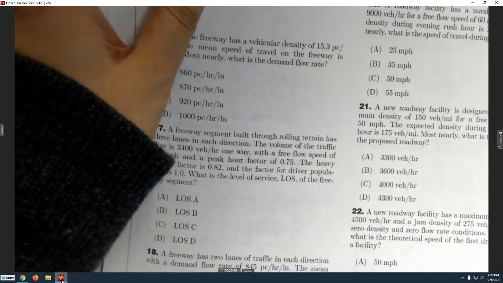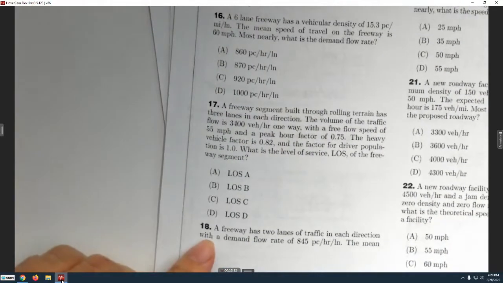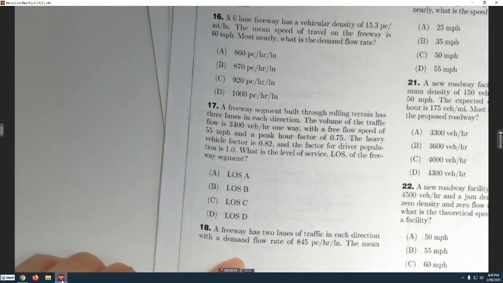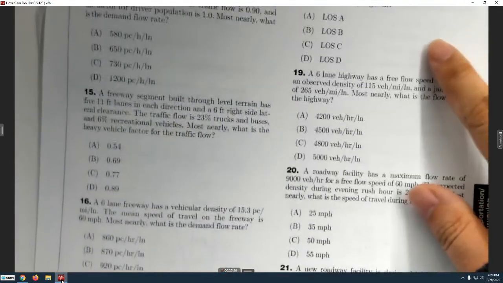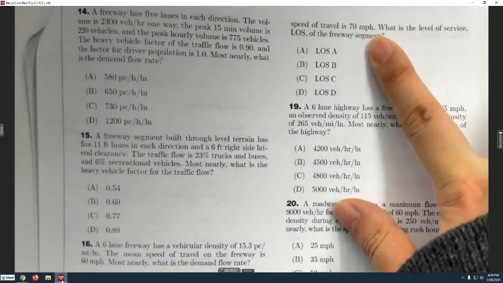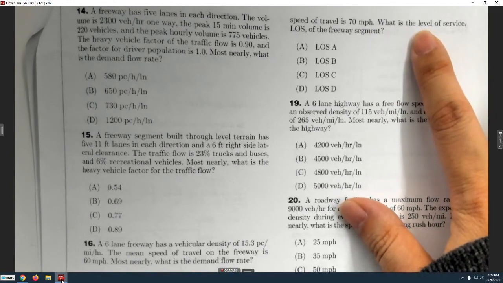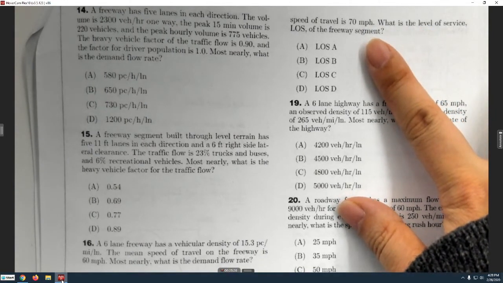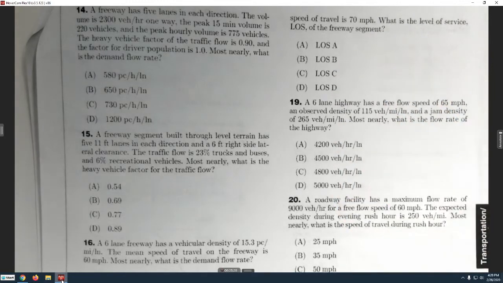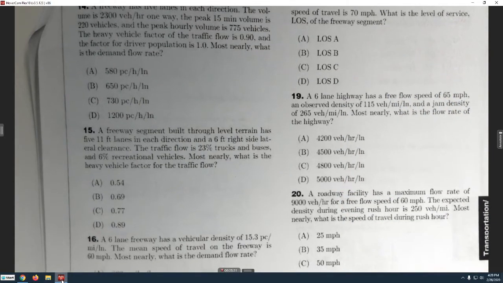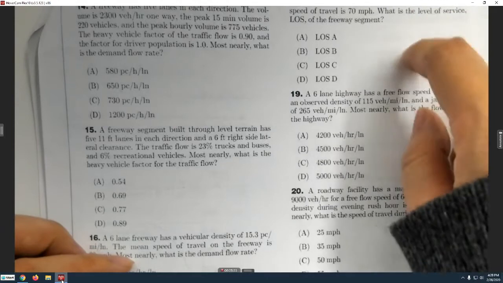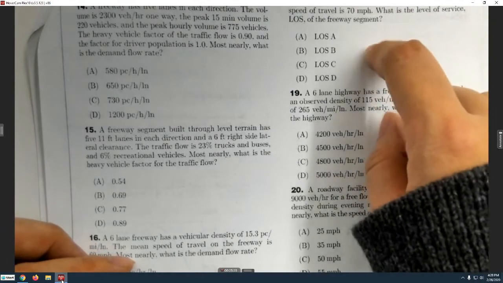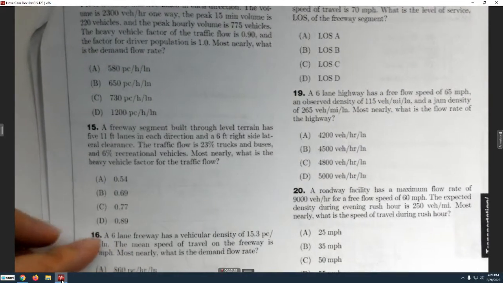Question 18. Same thing. You just need to find the density, which is already given, and then the speed is also given, 70, and then directly find out the level of service. So 845 divided by 70, you get 12.07, and then check the table, you get D. This is the type of question you're more likely to have in the FE test. Not this question 17, it's way too much.